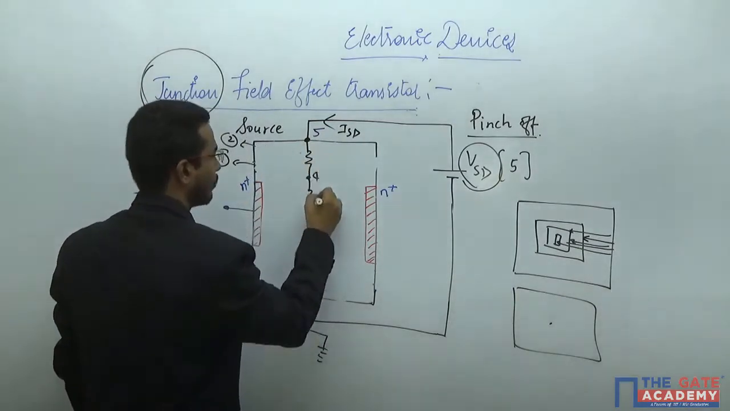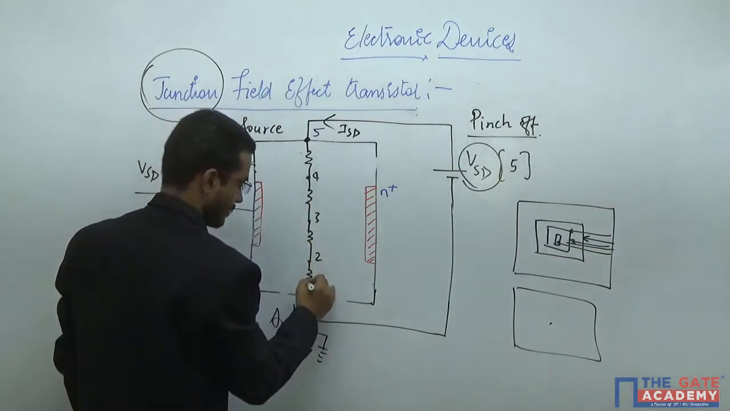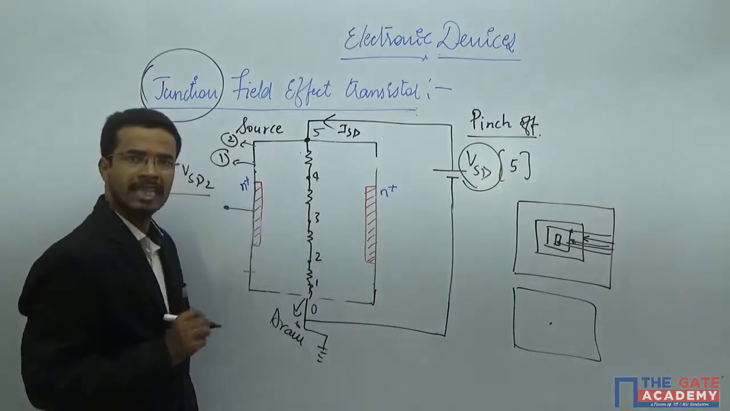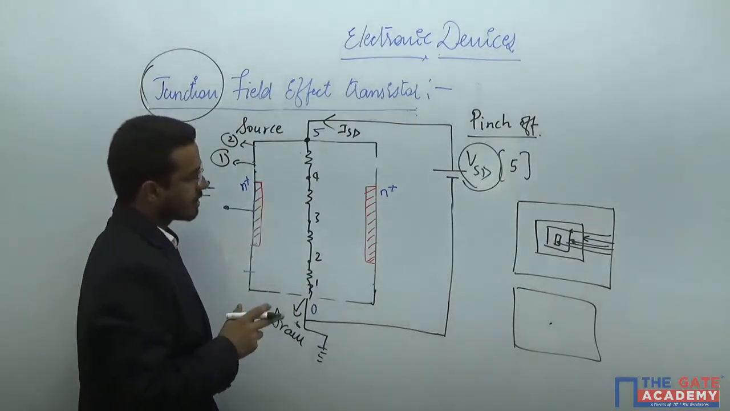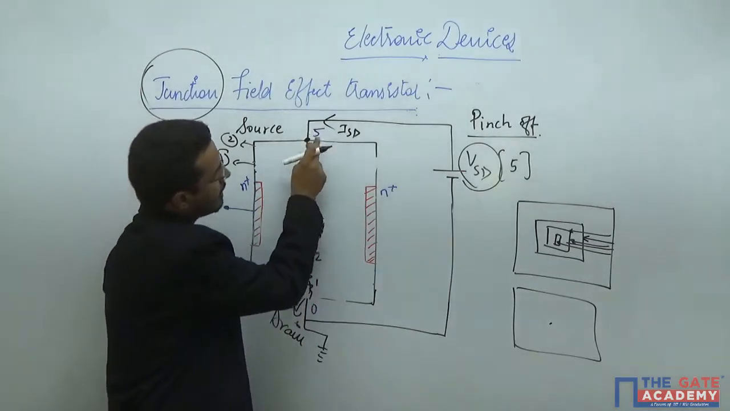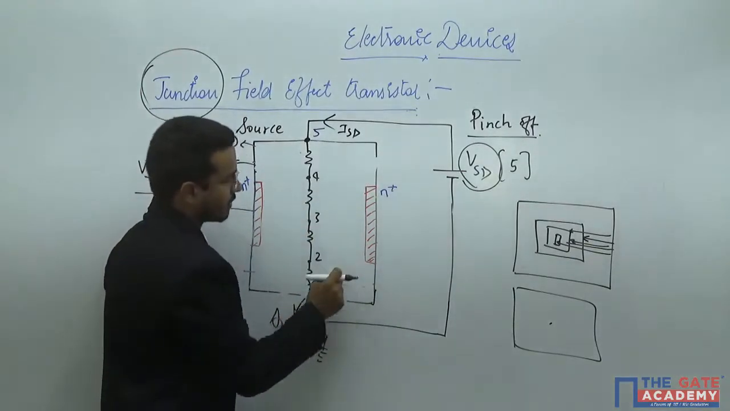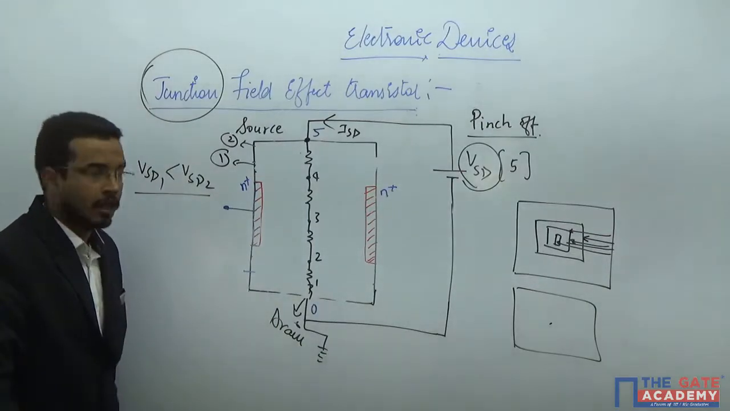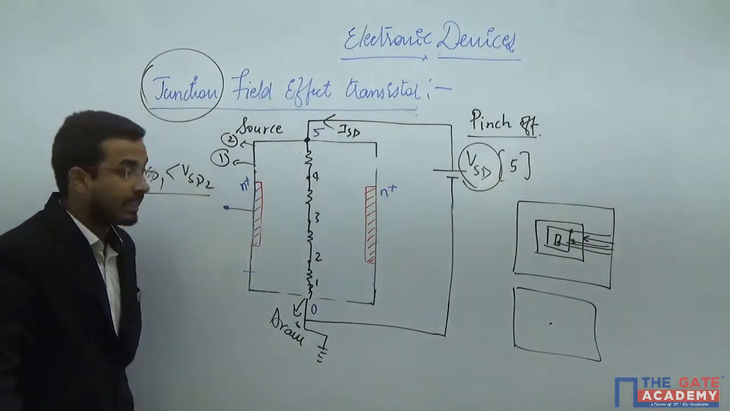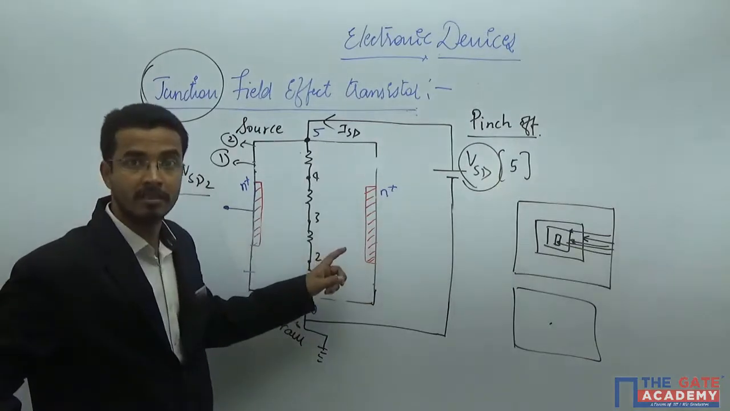That it is 5, 4, 3, 2, 1 and 0. That means gradually it is decreasing the voltage. Now see, here 5 and 0 and here 0 and 0. Are you able to see or not? In which side will it become more reverse biased?